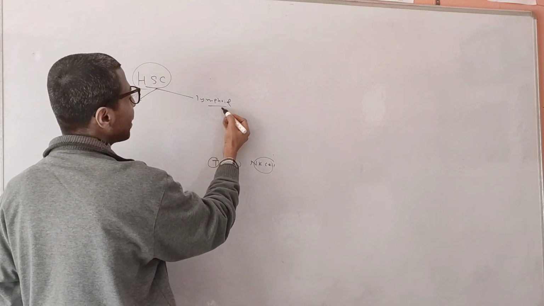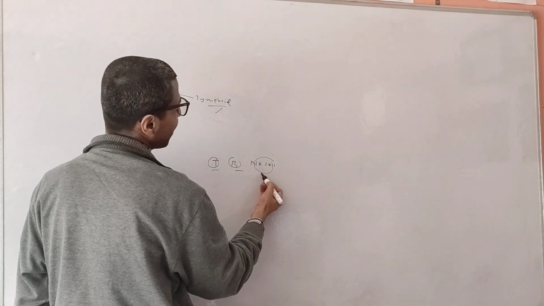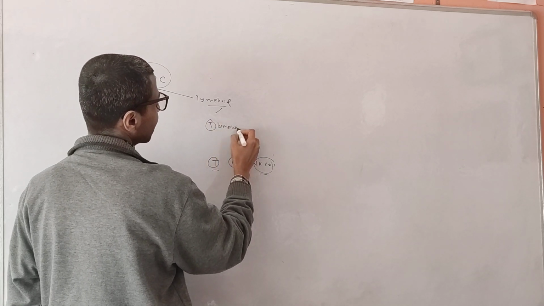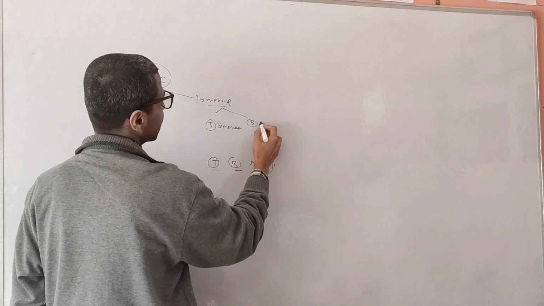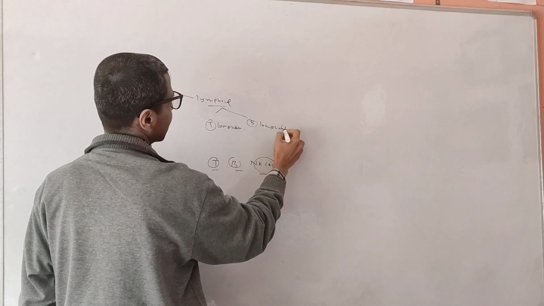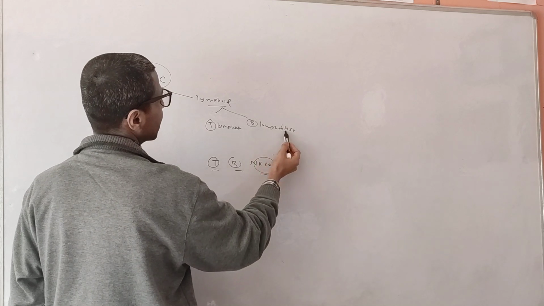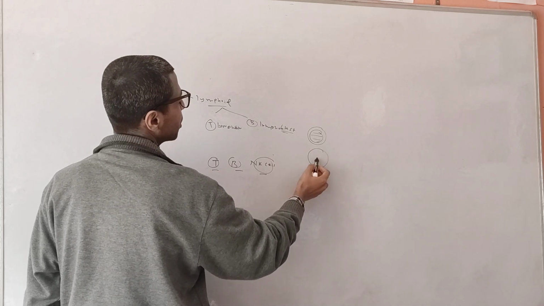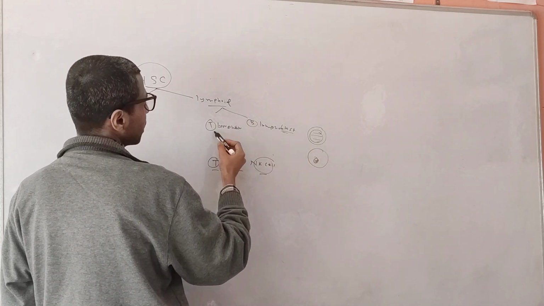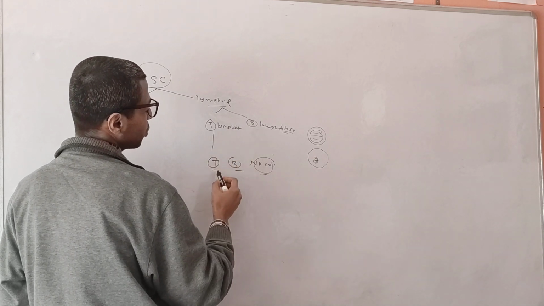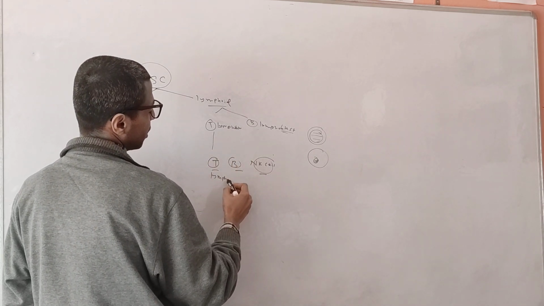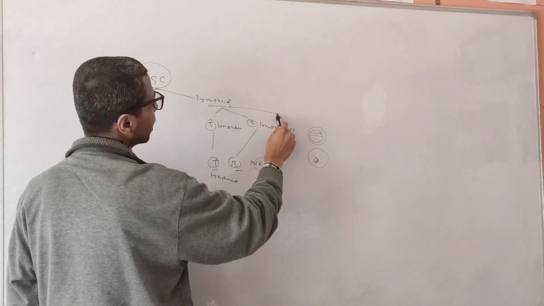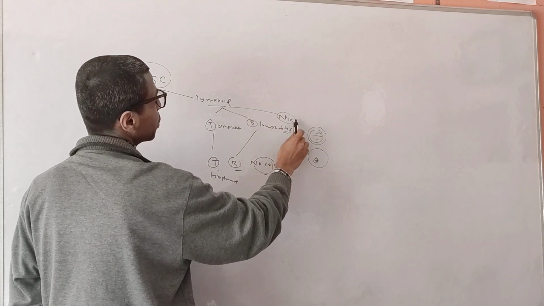Initially they form immature cells that differentiate into mature cells. These immature cells are called blasts: T lymphoblast, B lymphoblast, lymphoblast. Blast means they have a big nucleus, but when they differentiate, this nucleus becomes small. So T lymphoblast differentiates into T lymphocyte. B lymphoblast differentiates into B lymphocytes, and immature natural killer cell differentiates into mature natural killer cells.